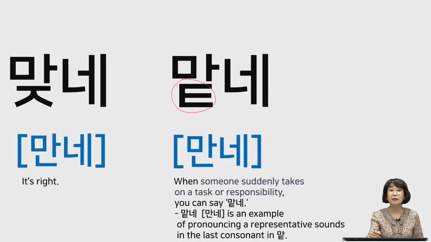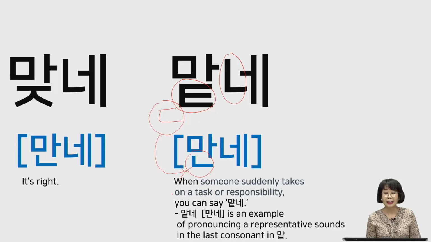The representative sound in the last consonant position 트 is 드. Under the influence of 느, a nasal sound, 드 changes to 느, a nasal sound. 맞네, 맞네, 맞네.